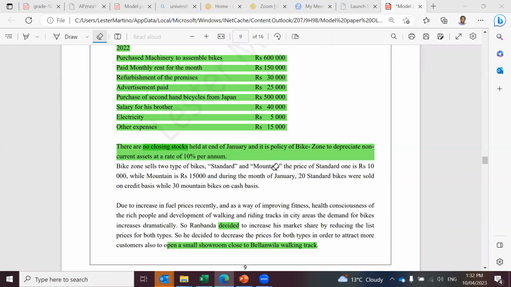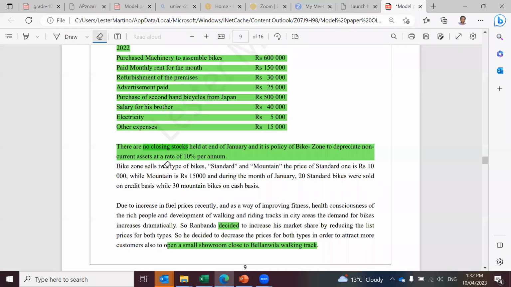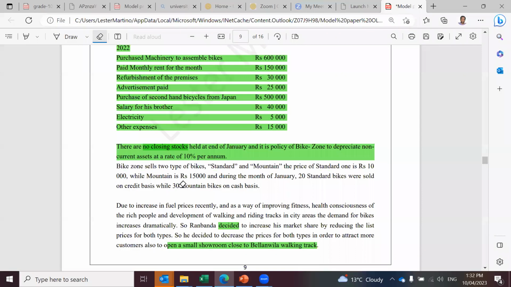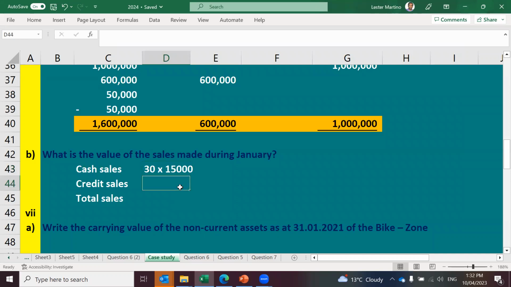So can you calculate this? So how do you calculate the value? Number of units times selling price. So cash sales, that is mountain bikes, 30 mountain bikes. 30 times, I'll give you the working for this one. And what is the price of a mountain bike? 15,000. 30 mountain bikes, the price of a mountain bike is 15,000. You can write it down.